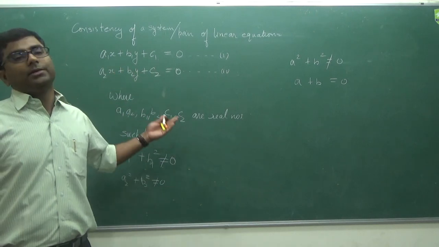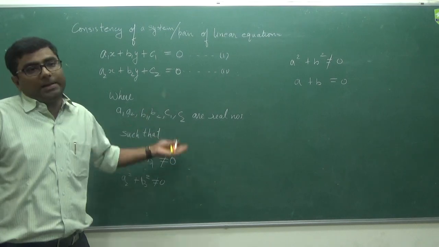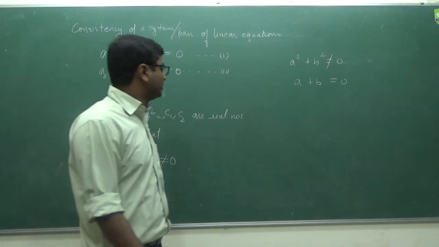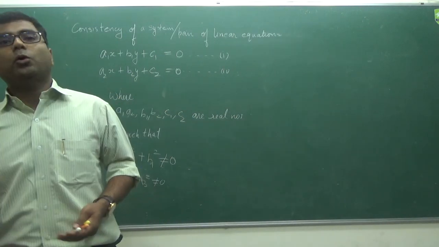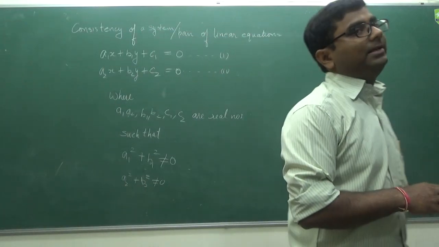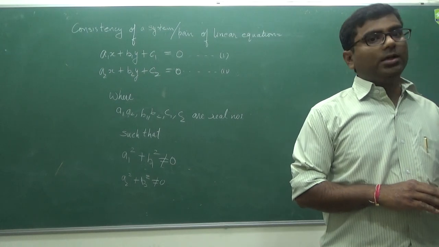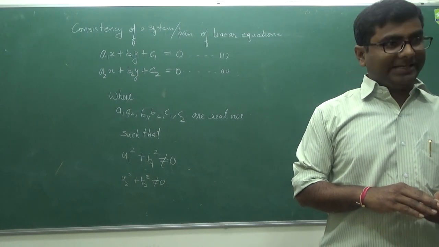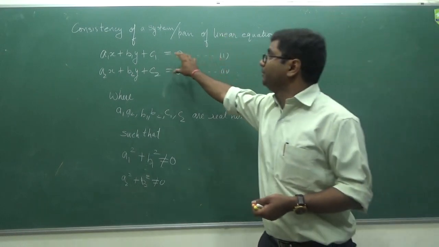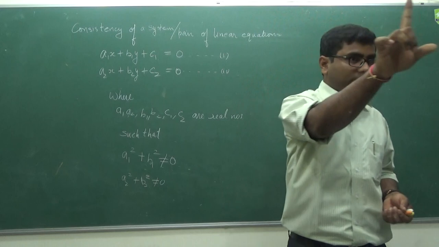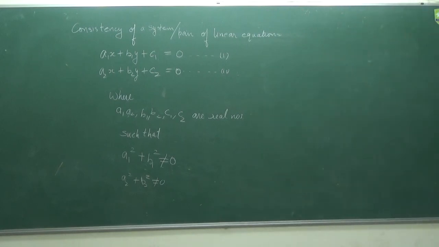How do I know whether this is parallel, this is not parallel? So let us do some mathematics around it. Now, what did we understand about solution? The lines must intersect. When the lines intersect, that particular x and y value will satisfy both of these equations.